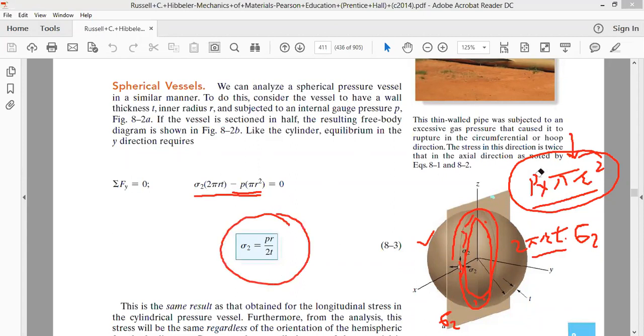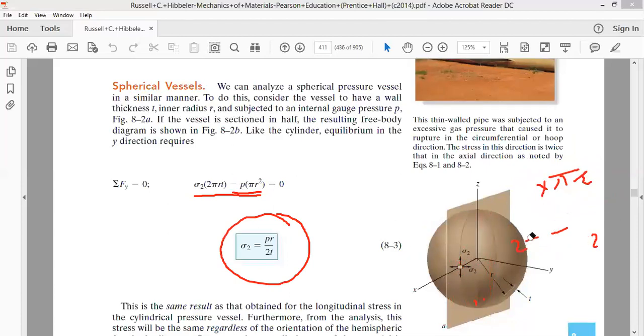So as far as the stress on this surface is concerned, sigma 2 is equal to PR by 2t. This is a sphere, so it will have a symmetric distribution of pressure in all the directions. The same sigma 2 acts in all the directions of the sphere, and the stress generated is equal to PR by 2t.